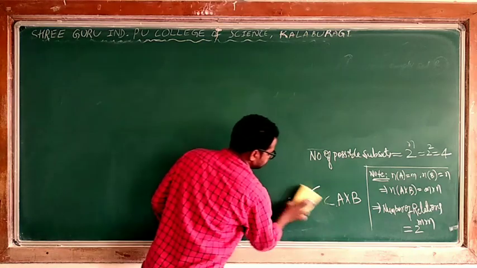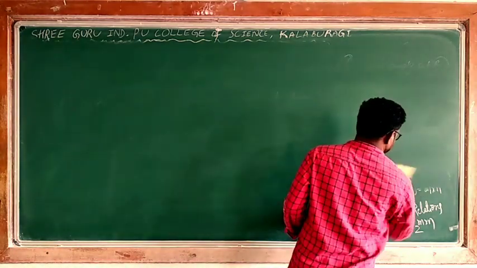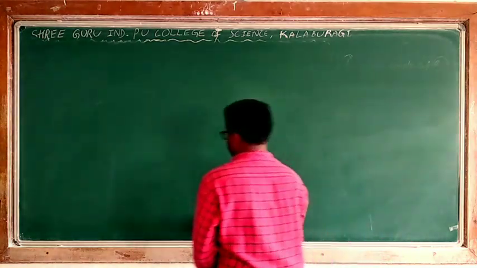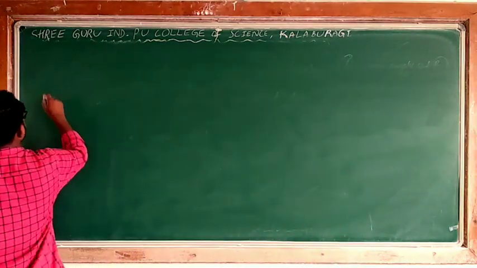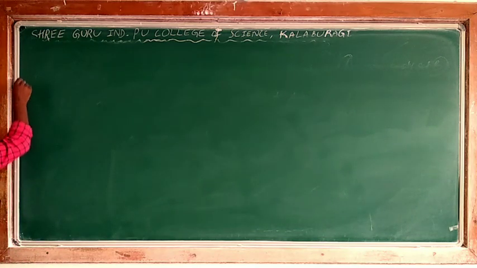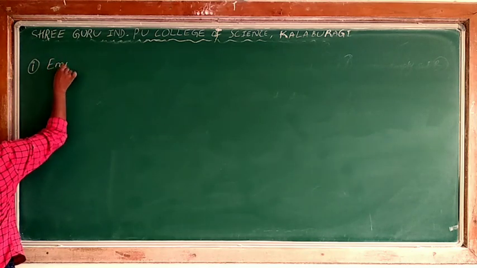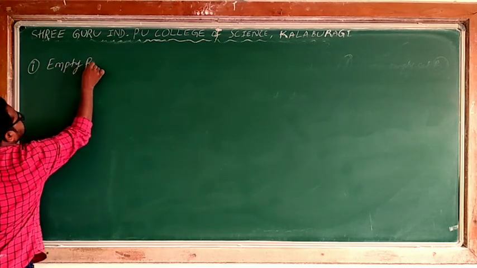Now we have some more things. I can say there are two types of relations. What is the first one? Empty relation.